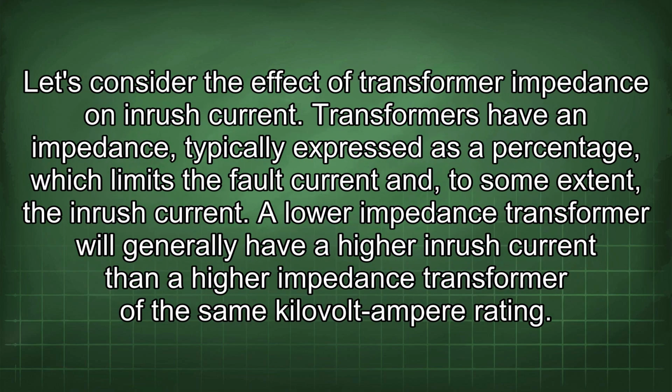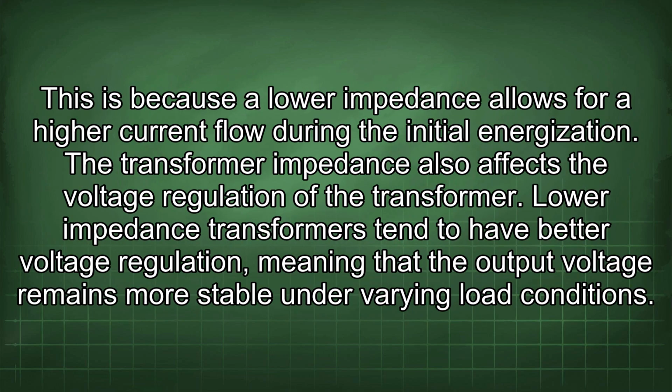Let's consider the effect of transformer impedance on inrush current. Transformers have an impedance typically expressed as a percentage, which limits the fault current and, to some extent, the inrush current. A lower impedance transformer will generally have a higher inrush current than a higher impedance transformer of the same kilovolt-ampere rating. This is because a lower impedance allows for a higher current flow during the initial energization. The transformer impedance also affects the voltage regulation of the transformer.